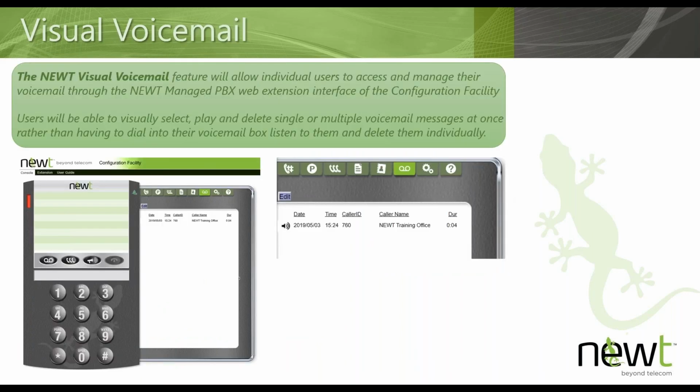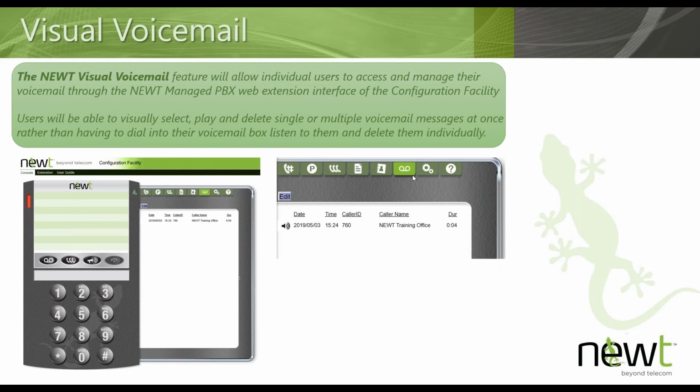Now, bringing it back to visual voicemail. I've got an example of the Newt console. So if you take a look at the console here, I've zoomed in on this area. This right here is your voicemail section, or visual voicemail section. And now that we're taking a look at that, the Newt visual voicemail feature really allows you to see your voicemail visually, hence the name.